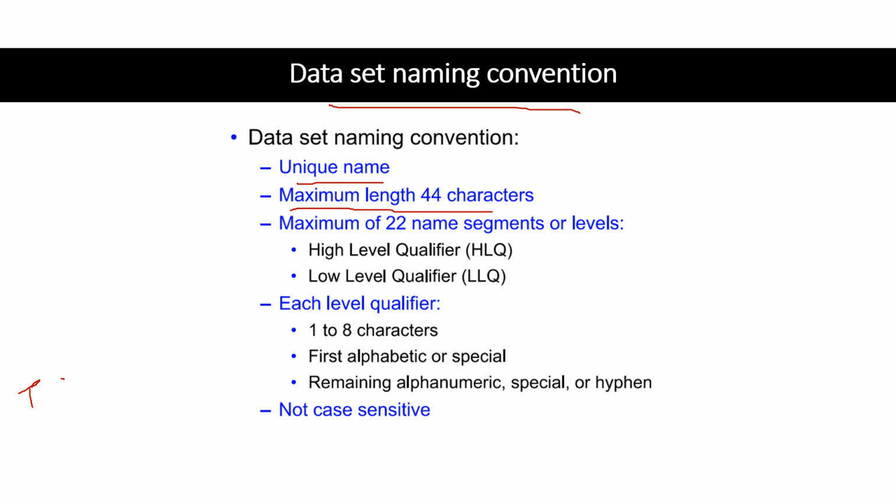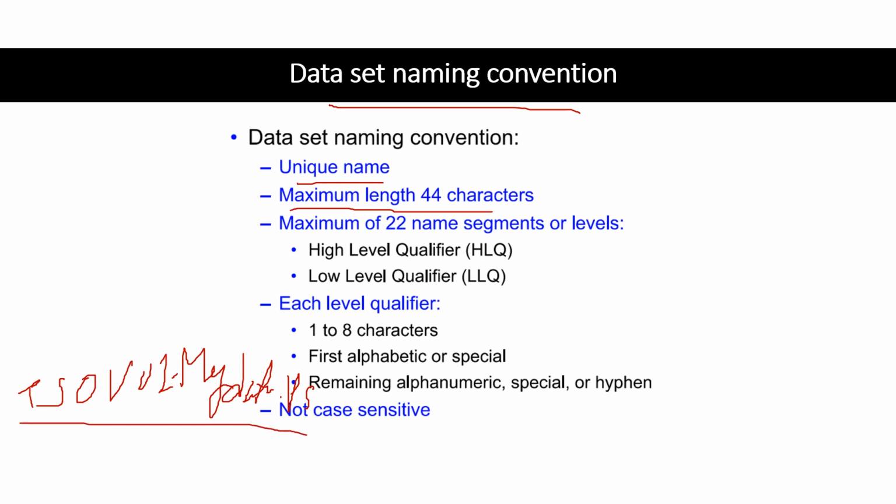TSOU01 whatever dot my data dot PS. Okay, so I take this example. Here it shows that the maximum length is 44 characters. So this dataset name must not exceed 44 characters.